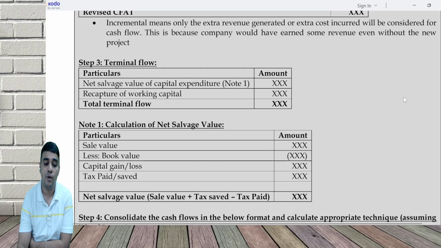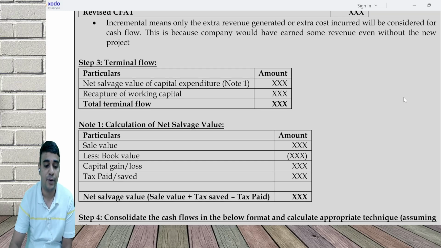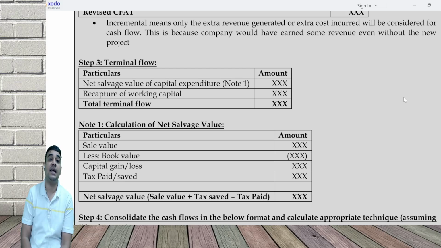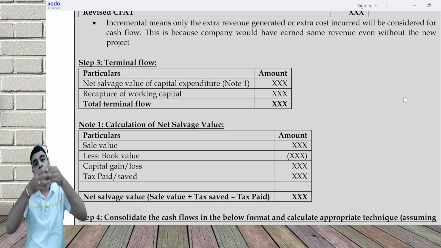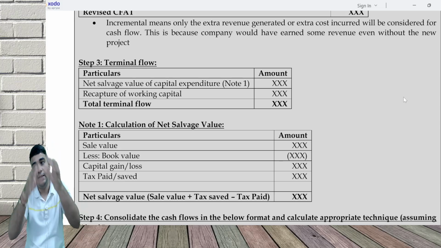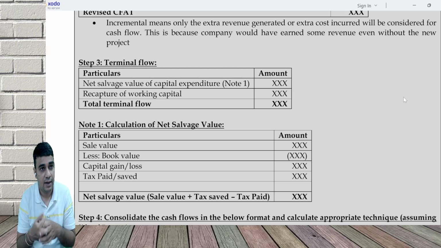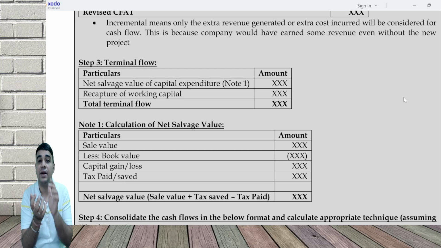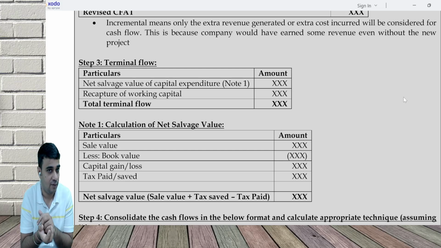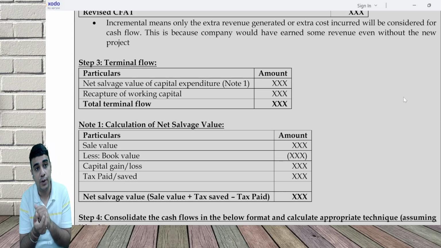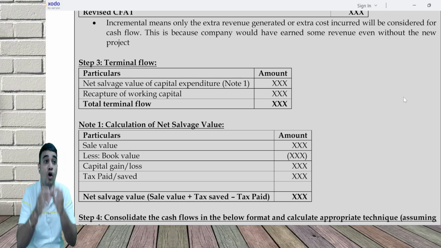What is terminal flow? First is net salvage value of your capital expenditure, and second is recapture of your working capital. Every year working capital gets stuck. In the end, it will get released. On the capital expenditure, you will sell it. So we have sale value compared with book value, that can result in capital gain or capital loss, on which there can be a tax paid or tax saved.